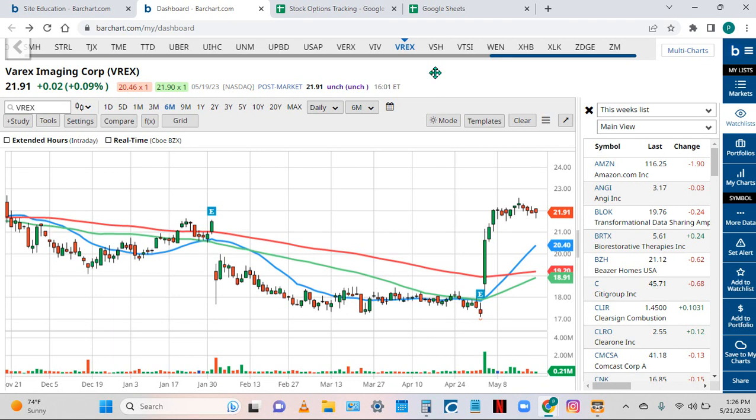Veracyte Imaging. This is a company I haven't heard of, but it came up through my search. That looks pretty much a possibility as a continuation higher, if it can get moving higher. It's had a couple weeks to consolidate.